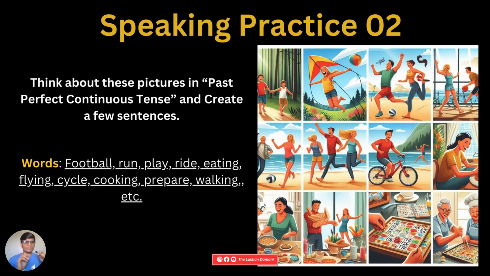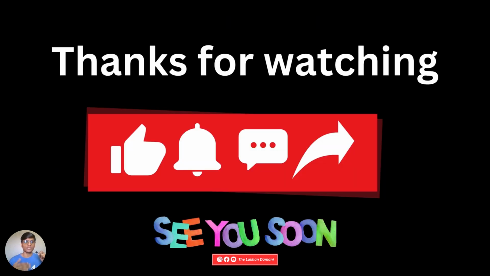Lastly, you have speaking practice 2. You have to think about these small pictures and use the past perfect continuous tense and create a few sentences. There are a few words I gave you, maybe only a few regarding these pictures. If you have more words from deep thinking about these pictures, you are allowed to use them and it will be great for you. And it will be great for me to listen. Maybe if you are even commenting below, right? That's what I will suggest.